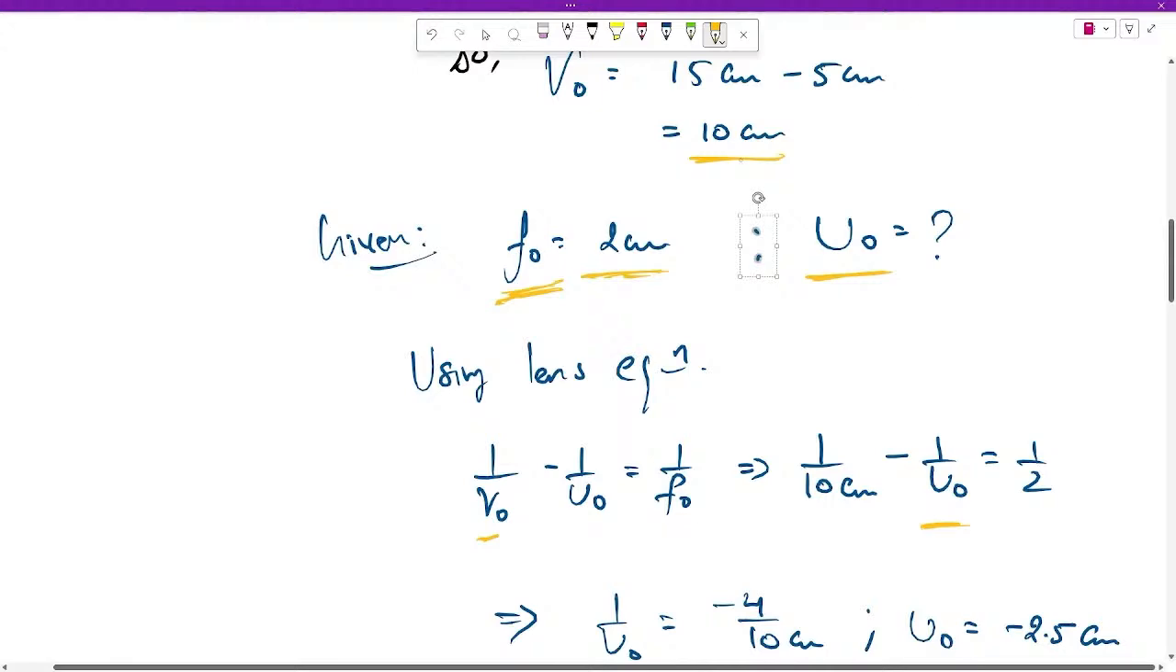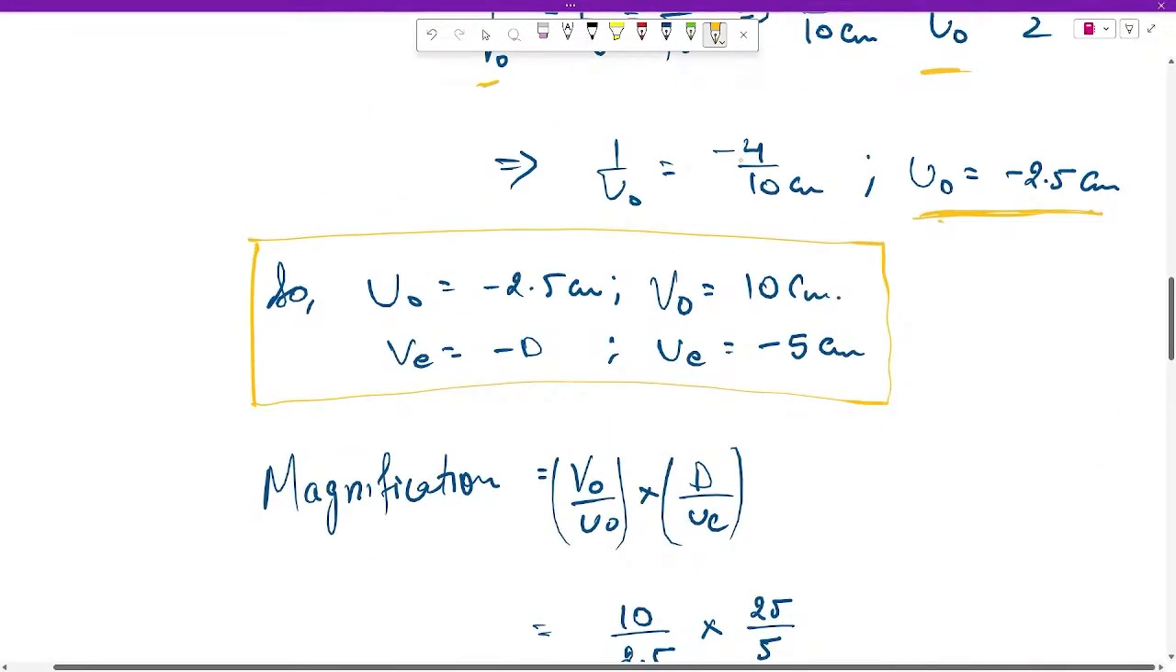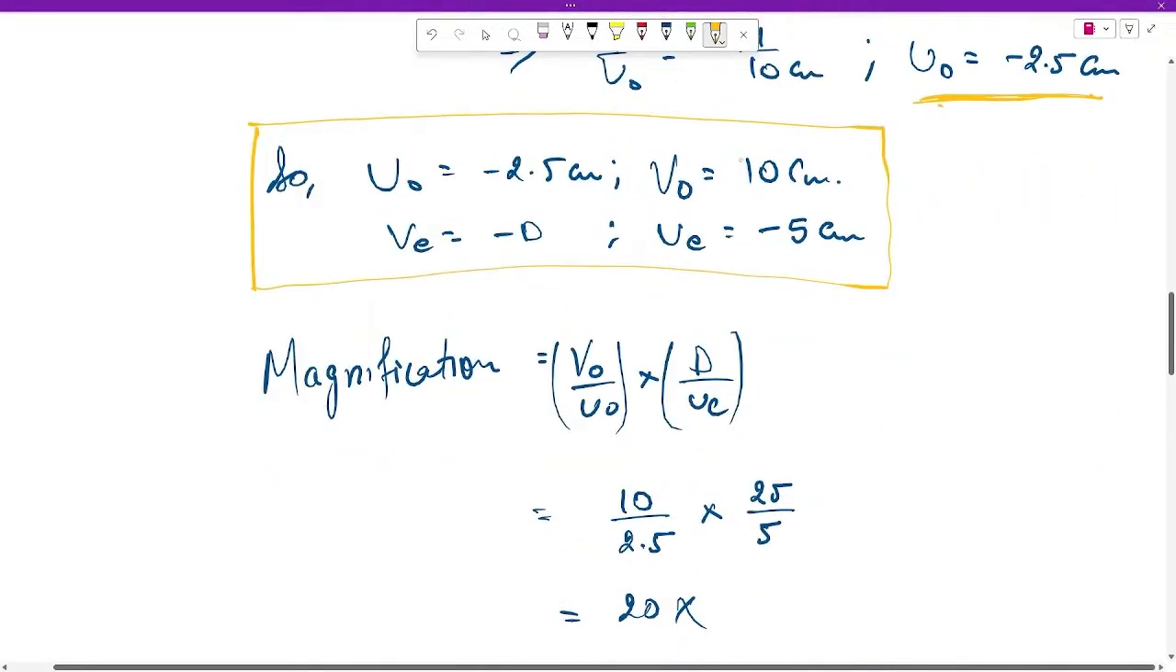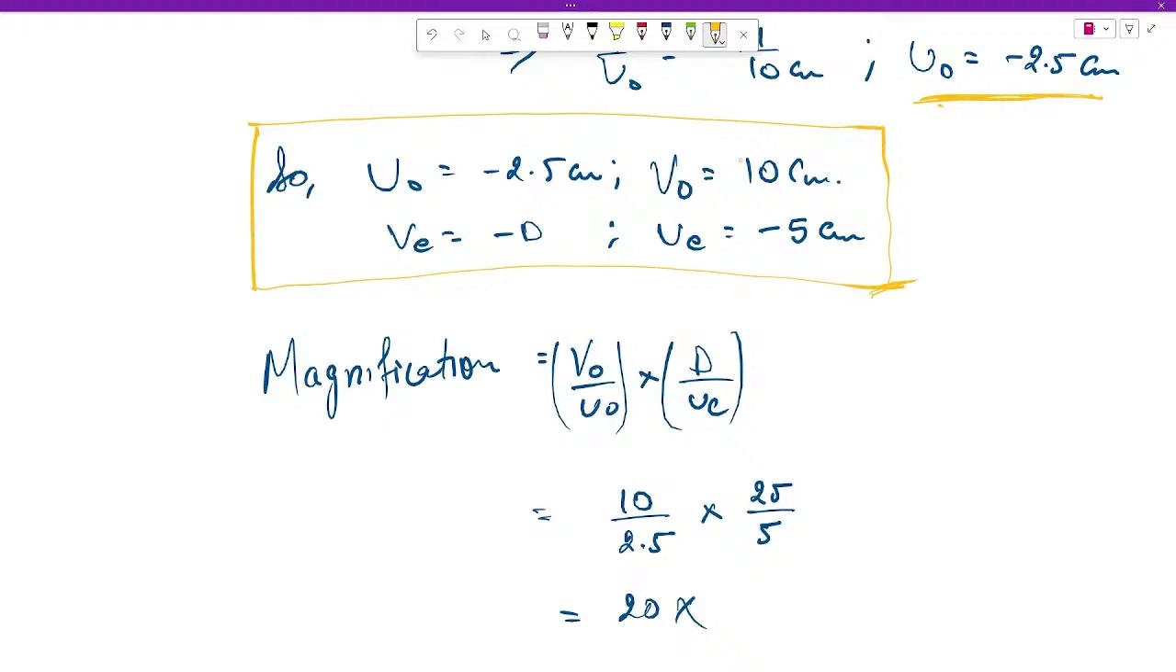Now we have to find the value of magnification. The formula for magnification is given by VO by UO multiplied by D by UE. Here VO is the image distance from the objective, UO is the object distance from the objective, D is the distance of distinct vision, and UE is the object distance from the eyepiece. We have all the values here. We substitute them and we get a value of 20x.